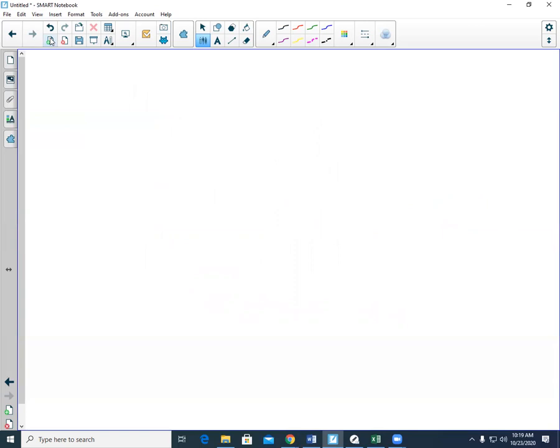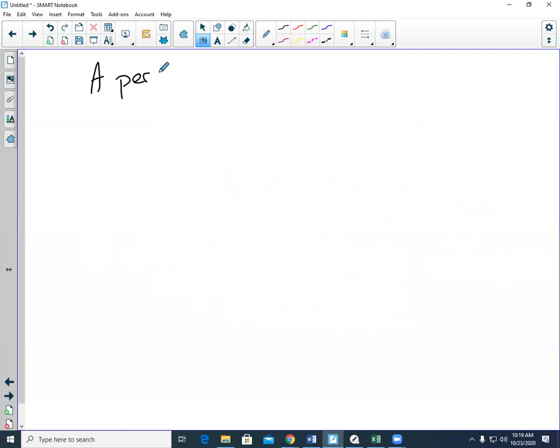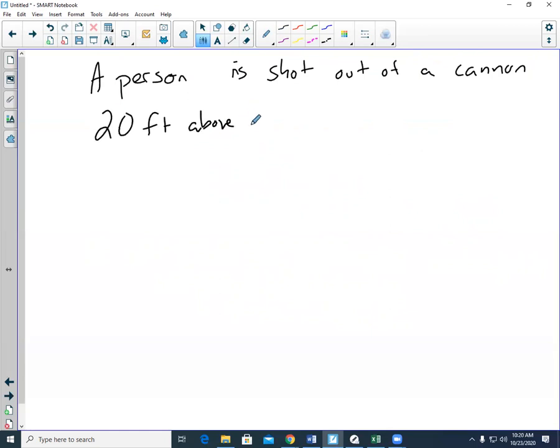Okay, so this first example is a little bit tougher, but it makes us hit the ground running. So let's say, and this is going to be a word problem, so I'm going to write this out. A person is shot out of a cannon 20 feet above the ground. He reaches his max height.